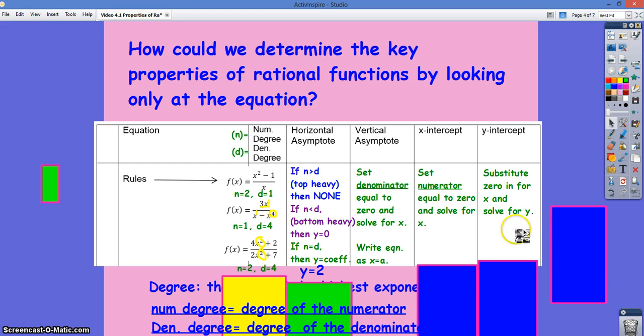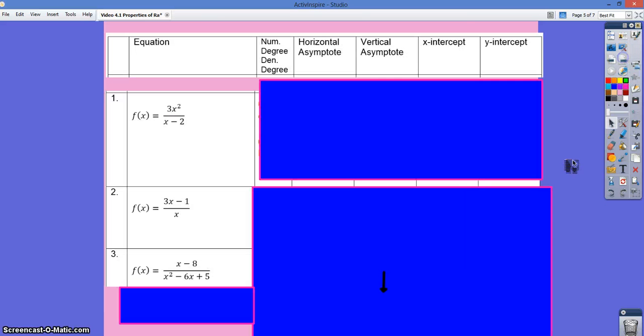Go ahead and pause the video, make sure that you've copied all of these rules down and that you understand. And next are some examples. Okay, so let's work through an example. We're going to fill out this table, so you can just write these problems beneath the columns that you wrote with the rules. Okay, first of all, f of x equals 3x squared over x minus 2.